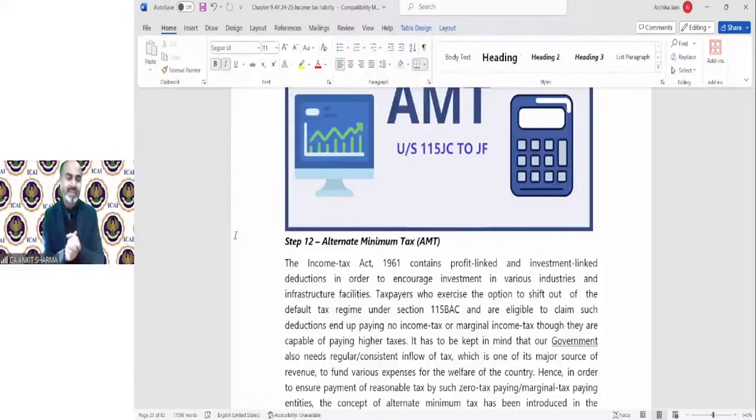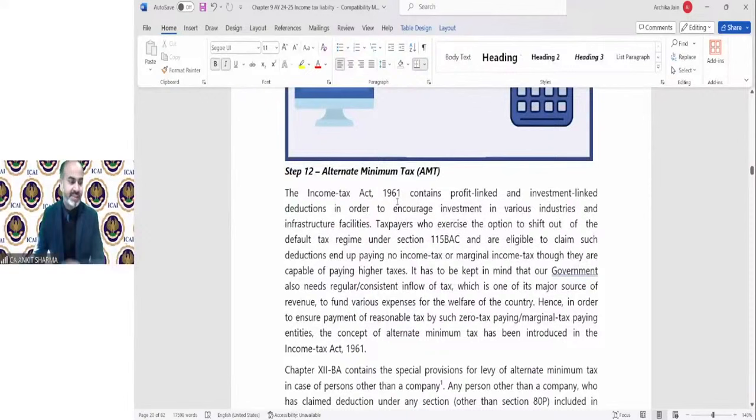So the benefit of 10AA and 35AD you will get, but in future and in installment technically. The Income Tax Act 1961 contains profit-linked and investment-linked deductions in order to encourage investment in various industries. Why is Section 10AA there? Because it gives the benefit to the special economic zone.